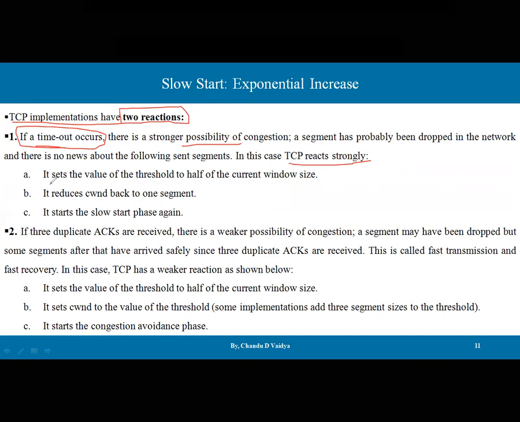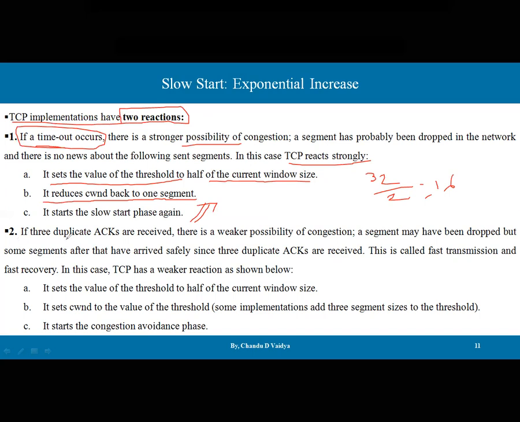Very first, it sets the value of the threshold to half of the current window. Let's say if we have a congestion window of 32, it is going to be divided by 2 and it will become 16. It drastically divides that value by 2. Second, it reduces the congestion window back to one segment. And third, it starts the slow start phase again, so that the congestion window size can be increased gradually.